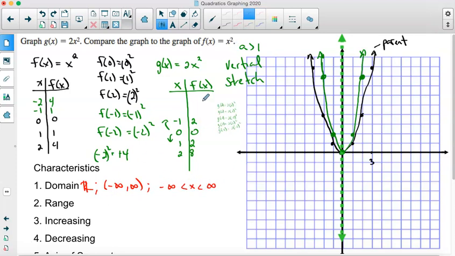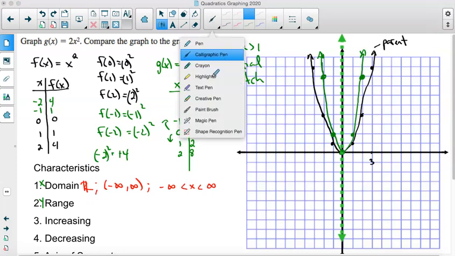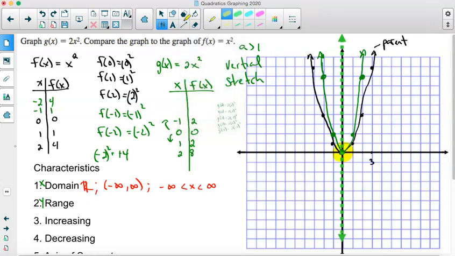And then let's talk about your range. Your range are your y values. My domain is my x's, my range is my y's. So what are my y values? It's not all real numbers in this one. If you look at your graph, the lowest the graph goes is right here at the vertex. And what is the y value at the vertex? The y value here at the vertex is 0. So your range is y is greater than or equal to 0.